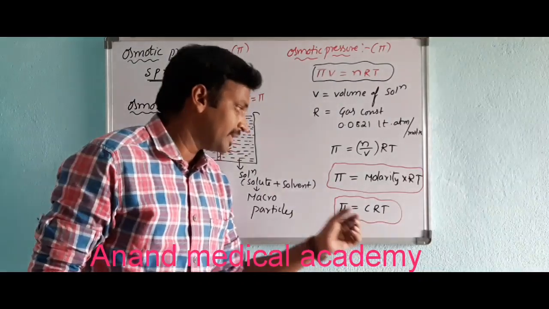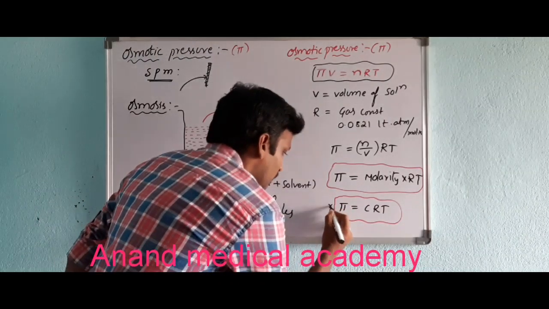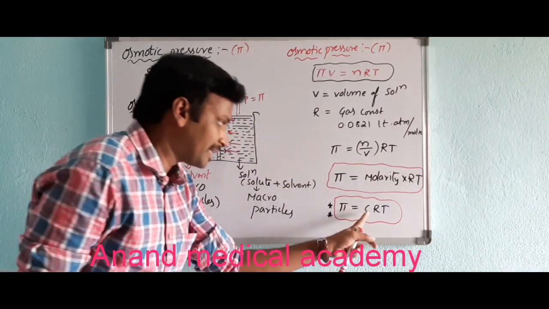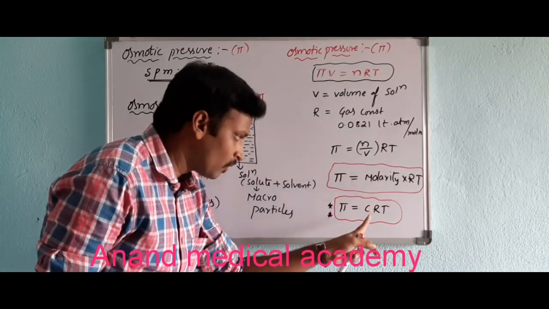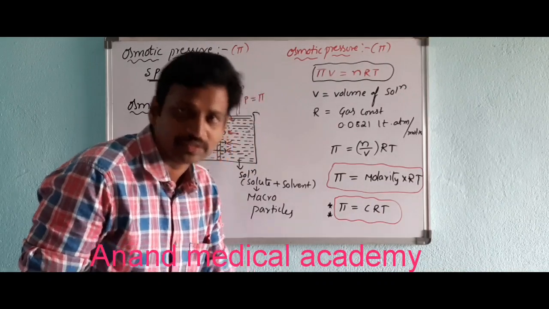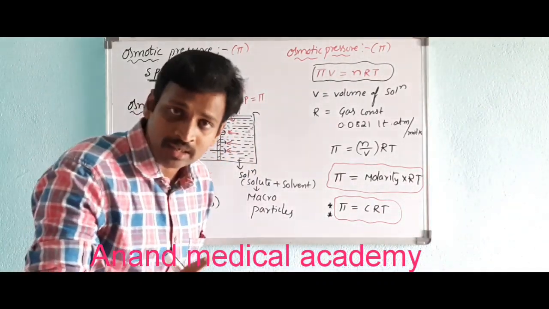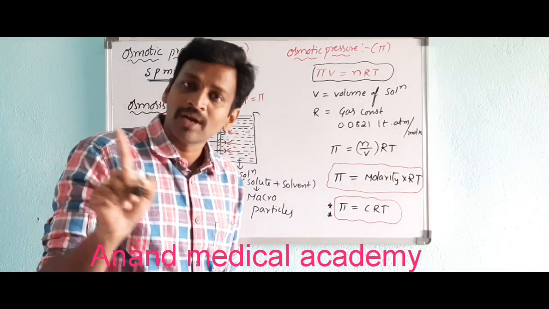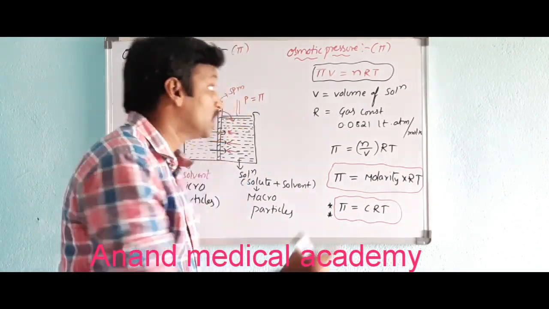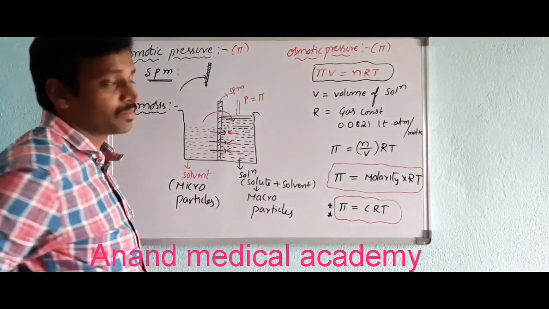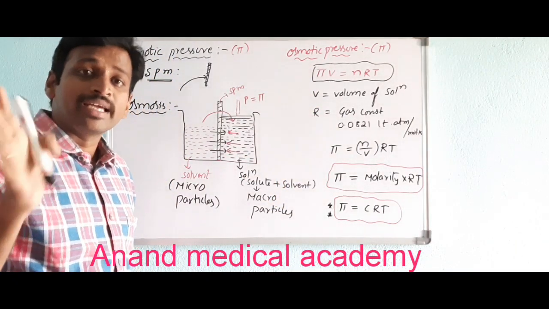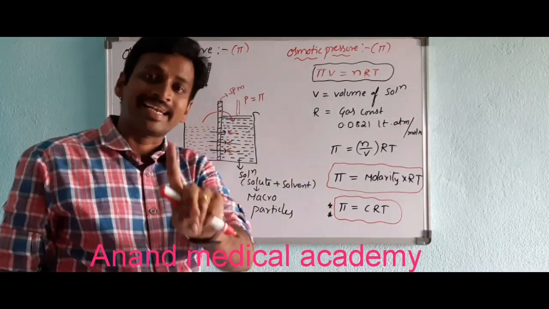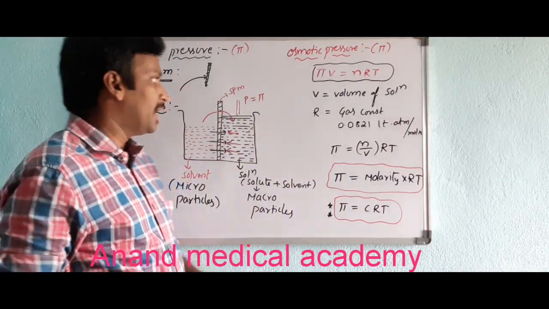This is exactly the final relation for osmotic pressure. What exactly is C? This is molarity. Concentration in terms of molarity, not molality, not mole fraction, not any other concentration term for osmotic pressure. This C is just molarity, capital M.